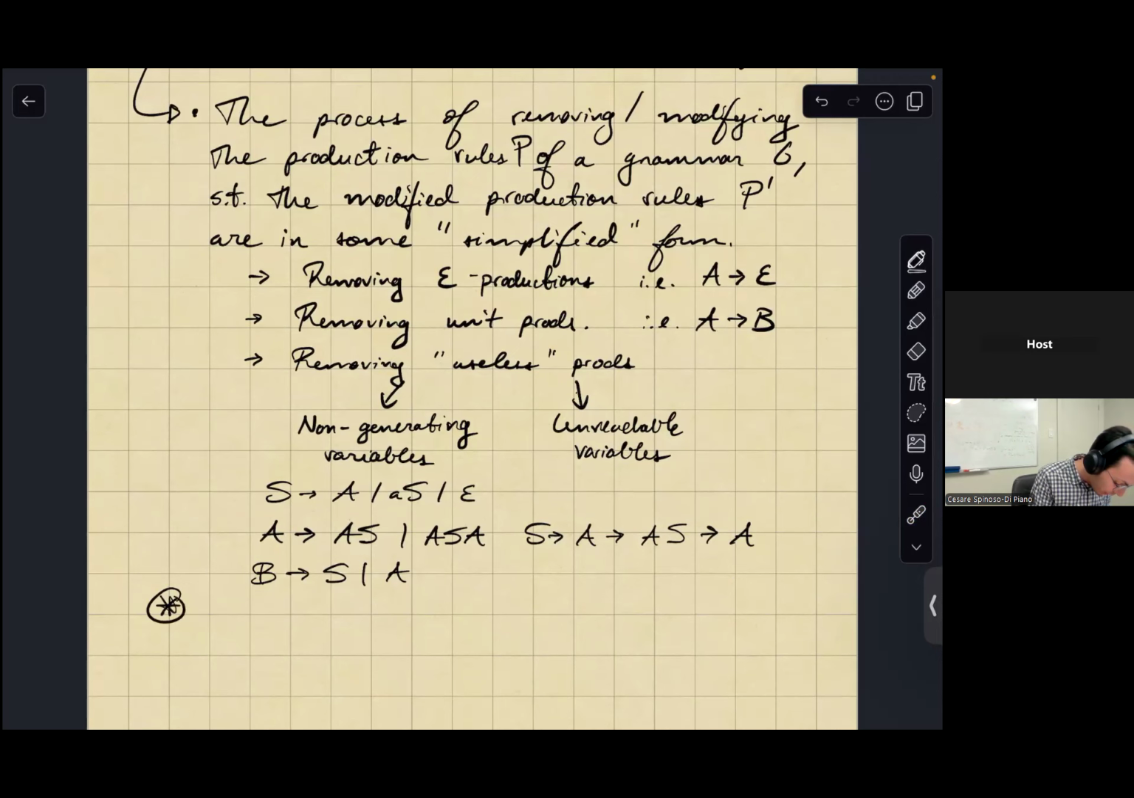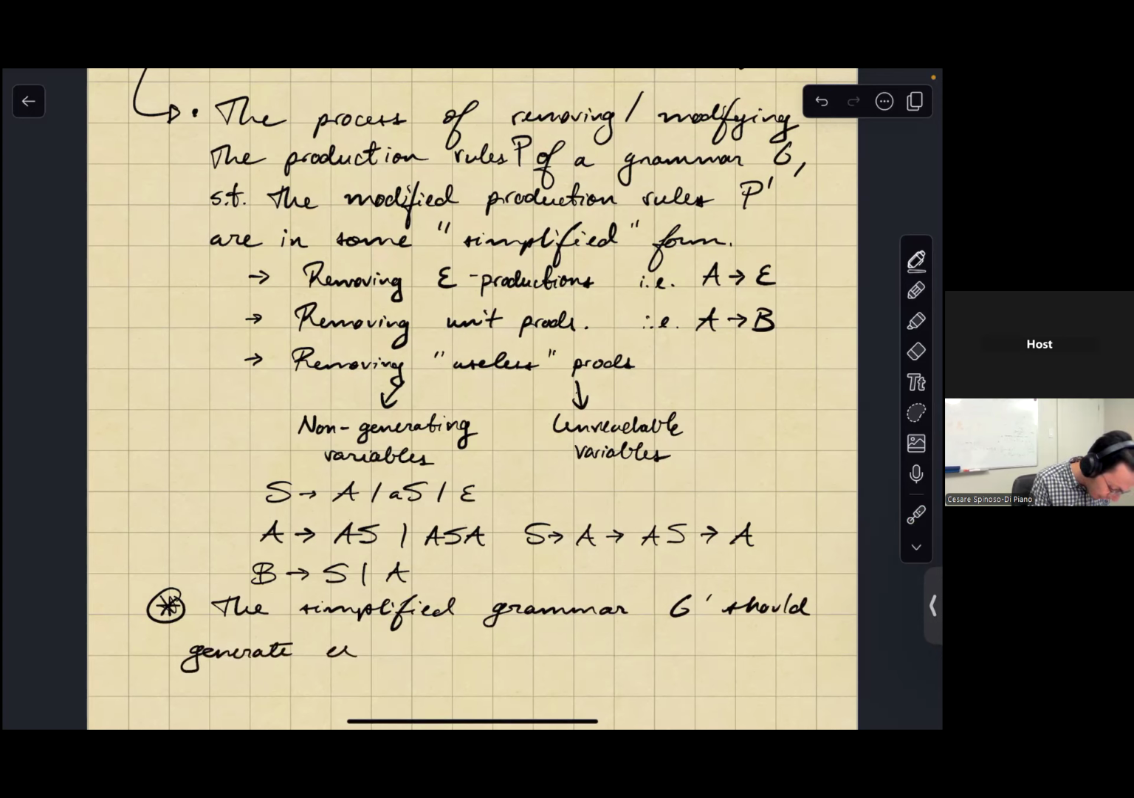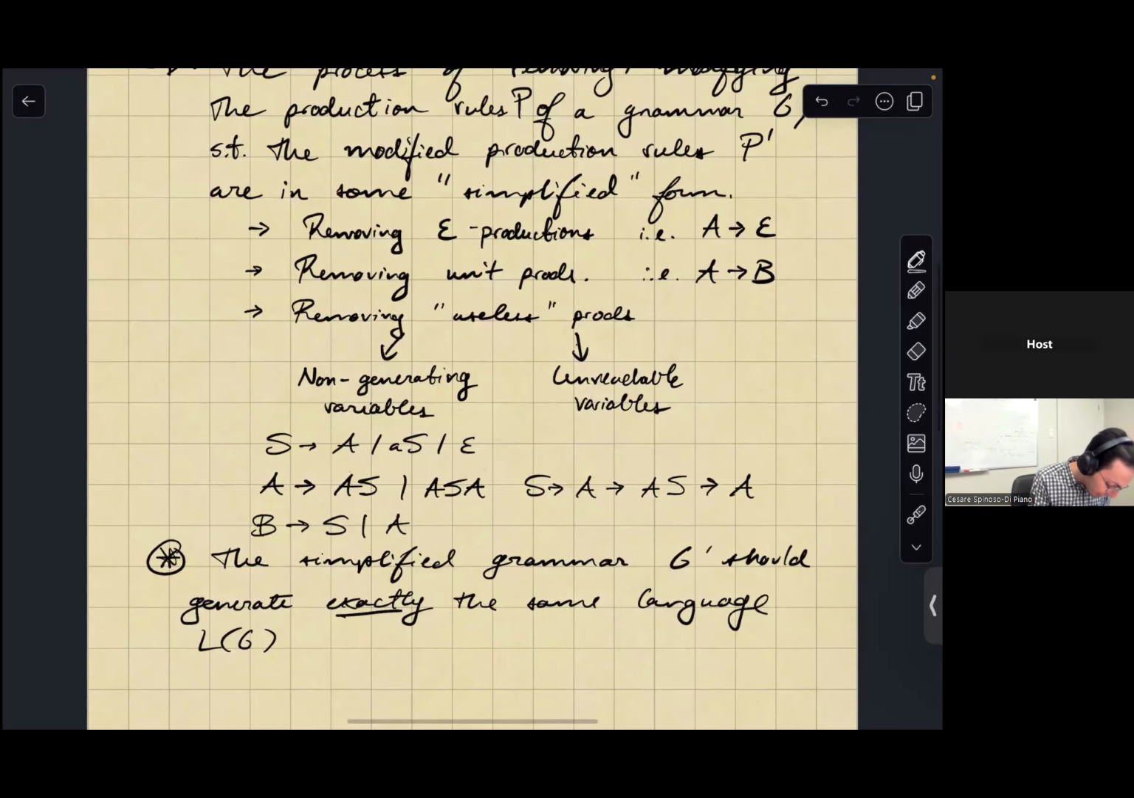right? So the simplified grammar, let's call it G prime, should generate exactly the same language. Okay. So L of G, the grammar you started with, must be exactly equal to L of G prime.